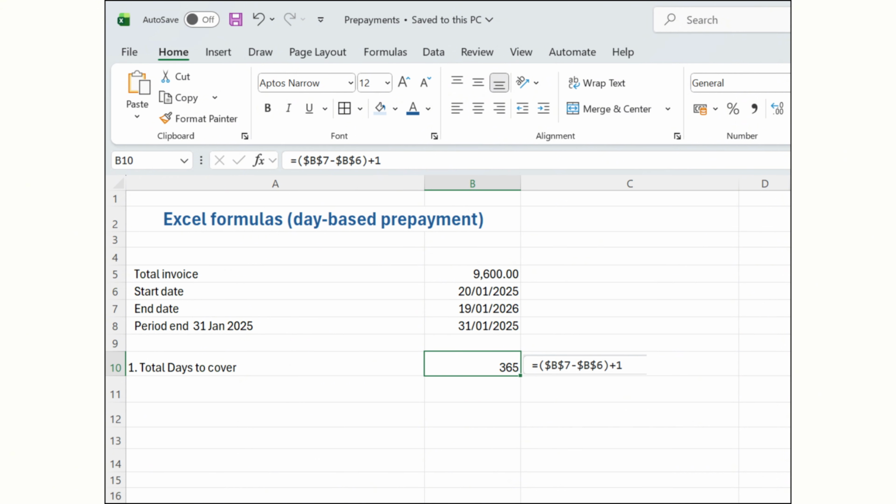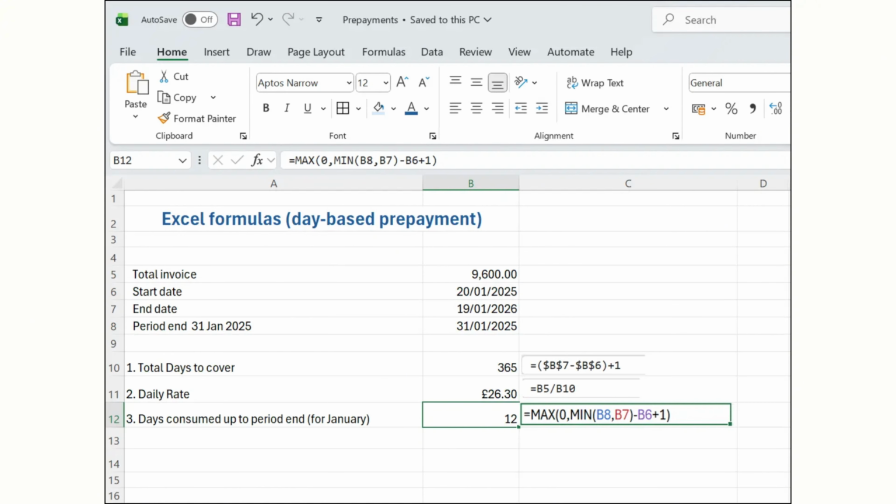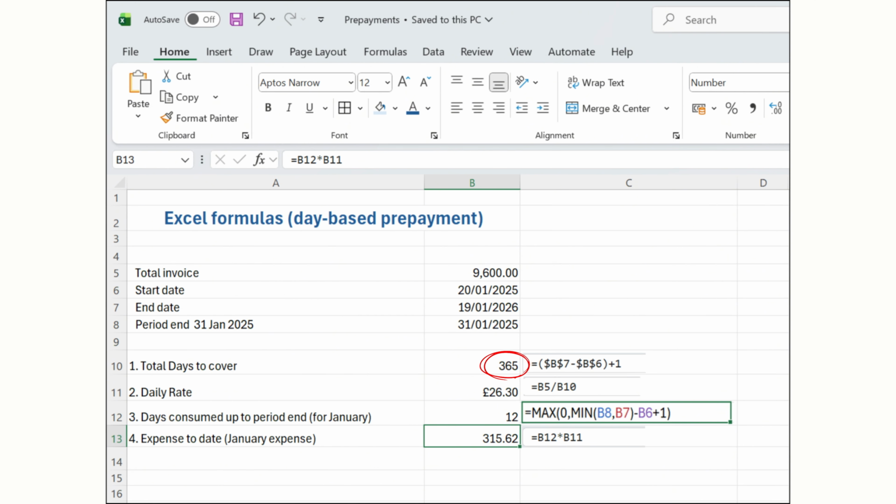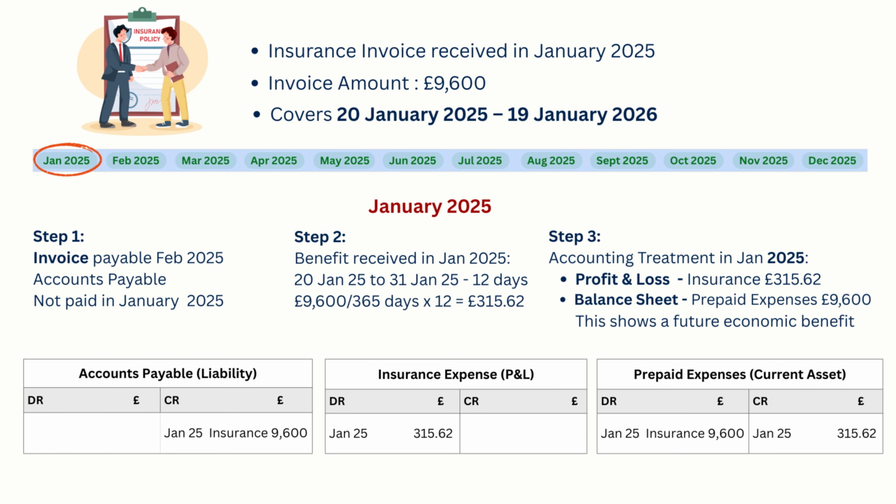We first calculate the total days of cover. Then we calculate a daily insurance rate. Finally, we calculate how many days were actually used up to 31st January. Total cover days is 365. Daily rate is £9,600 divided by 365. Days used in January are 12. January expense equals £315.62.